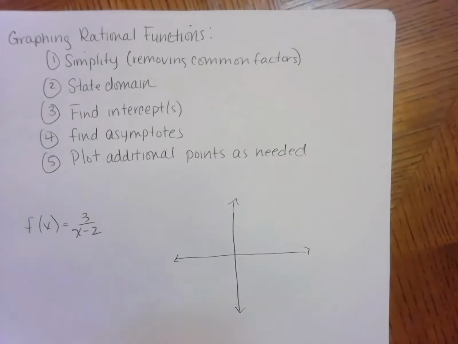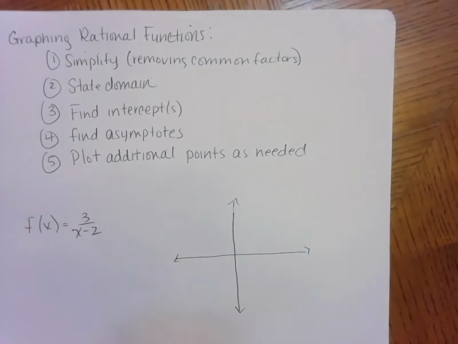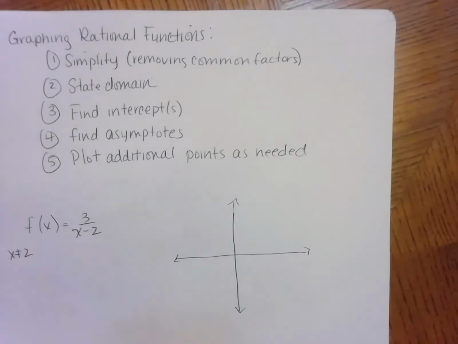Okay, so I thought we would go side by side here and run through a very simple example to start. So the first thing we're supposed to do is simplify. Well, I don't have anything to factor out of this one. It is simplified. So then we will state the domain, which is that x cannot be 2, right? And so then we can find the intercepts.